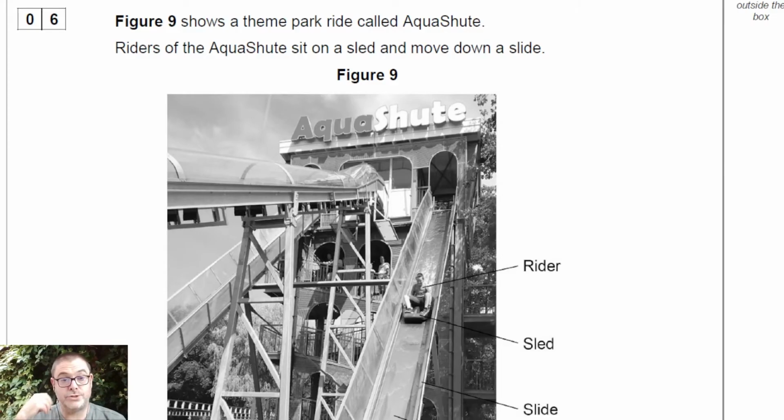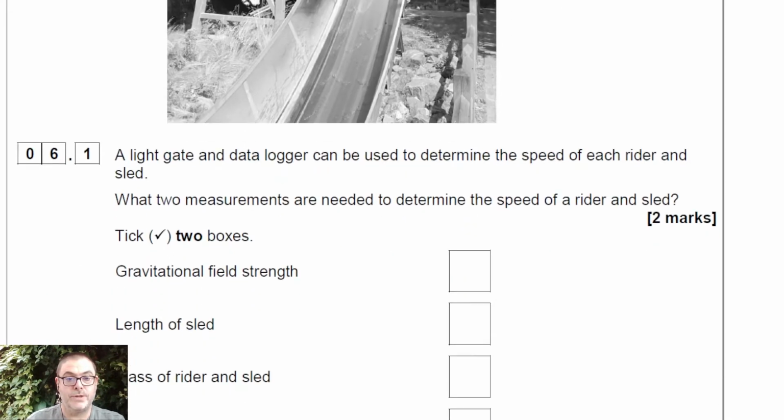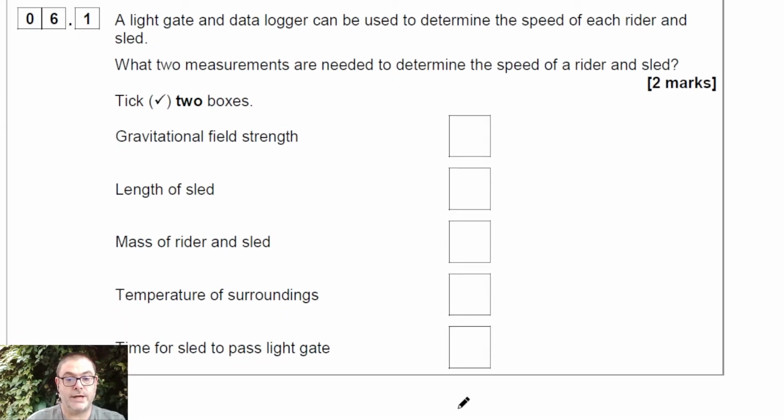So here we have question 6 from paper 1 2020, and we're talking about a rider going down a chute on a sled down towards the water, which must be rather fun. And we're told that we're going to use some light gates to try and work out how fast this rider is going at the bottom.